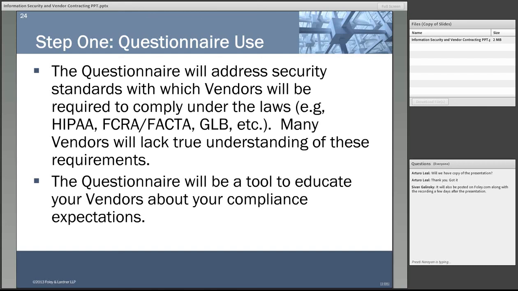You also want to think about their financial condition. Is this a company that's at risk? What happens if you have a company that goes under and they have access and possession of all of your highly sensitive and confidential information? You want to think about, are you going to get audit reports or financial reports, I should say, from them in order to determine their financial stability?